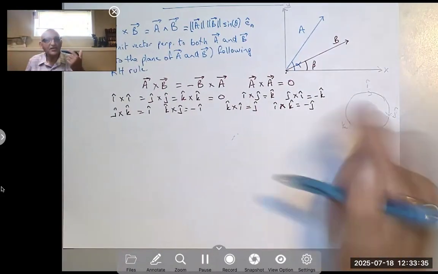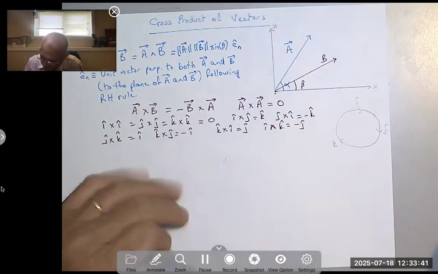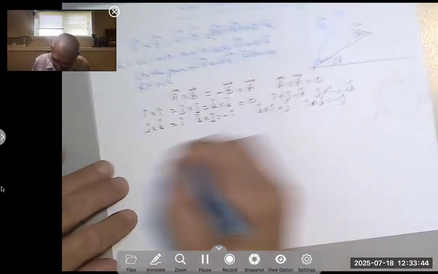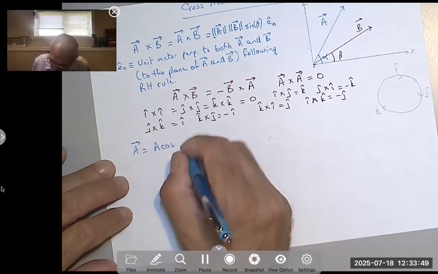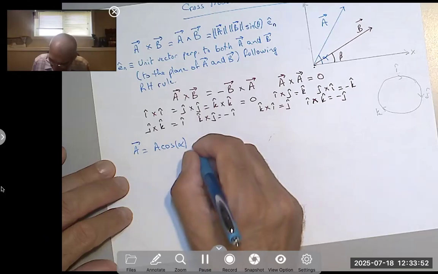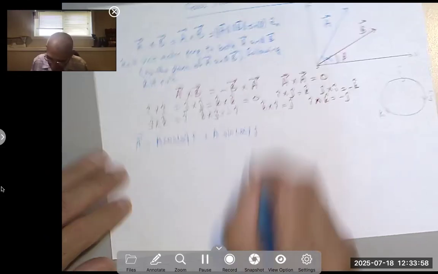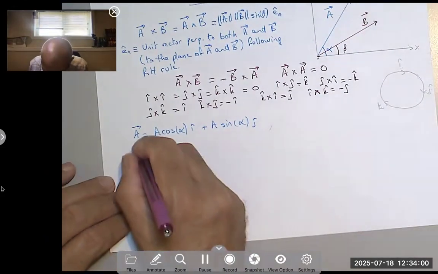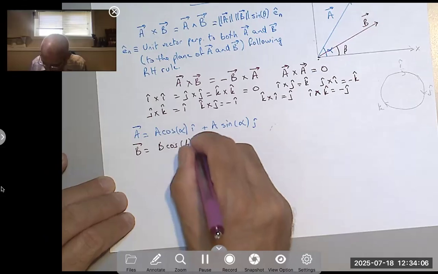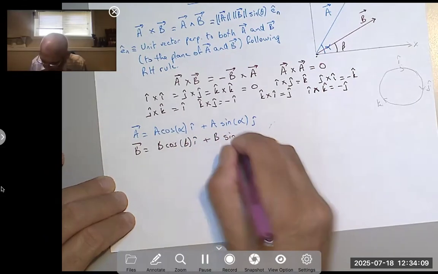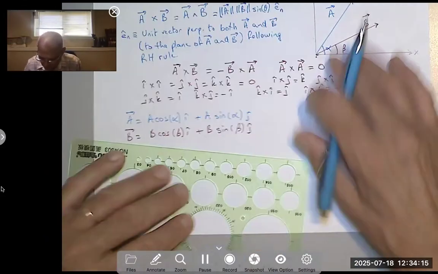So let's do like we did with the dot product. I'm going to represent A. Let's make an arrow here. I'm going to write A equals A cosine alpha I plus A sine alpha J. And B would be B cosine beta I plus B sine beta J. And now I'm going to multiply them, A cross B.